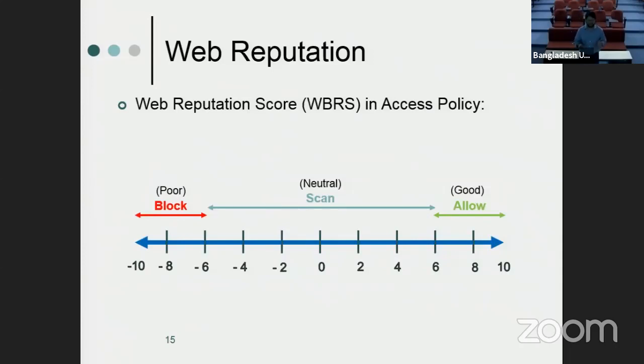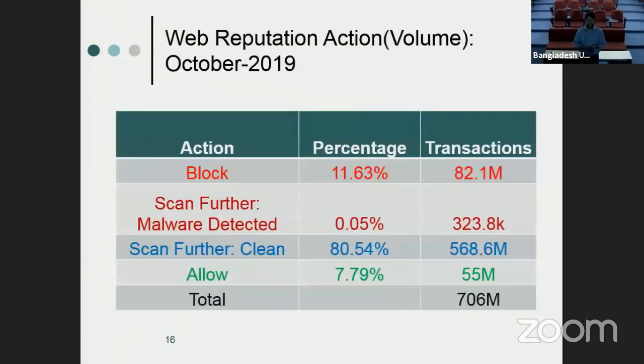So this is how we categorize, and when we block and when we scan, we can identify different types of malware in those packets. This is the data for October. In this case, the blocked share was 11.6%. After scanning further, remember, between +6 and -6 we scan everything, only 0.05% were detected as malware, and the other 80.54% was detected as clean, which is 568 million transactions, not megabytes. And 55 million transactions were termed as allowed, as non-malware traffic. So this is for October.